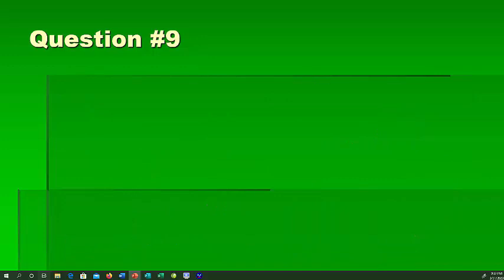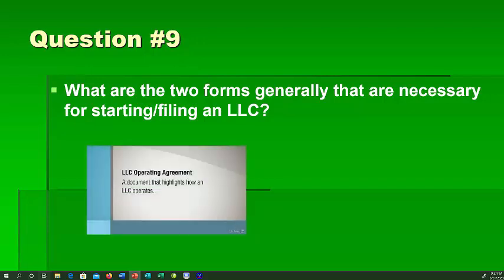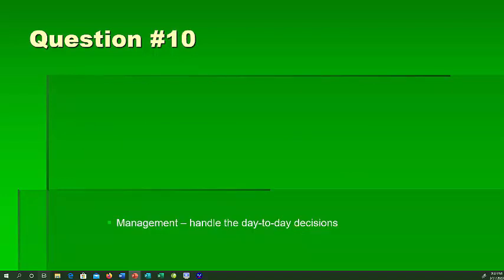All right, question 9. What are the 2 forms generally that are necessary for starting and filing an LLC? So, articles of organization and the operating agreement. Okay, next question. Oh, I already got that. Somebody gave the answer. That's nice.